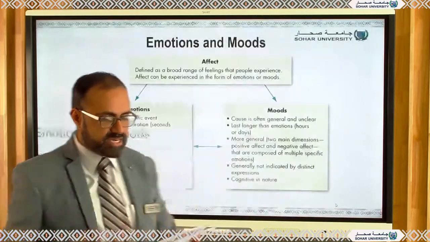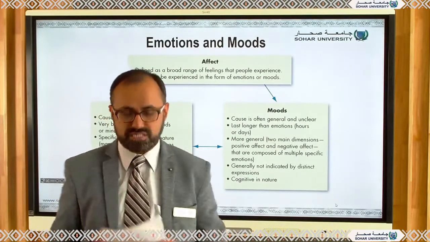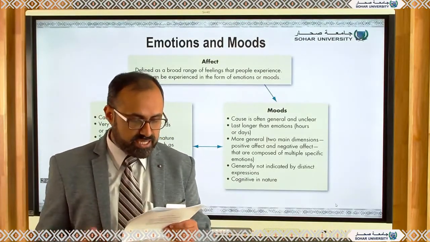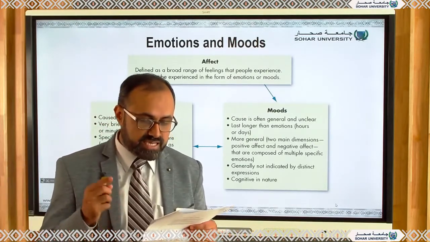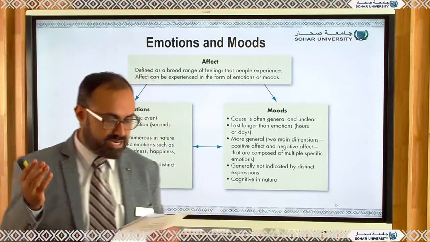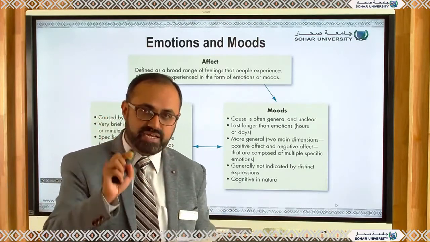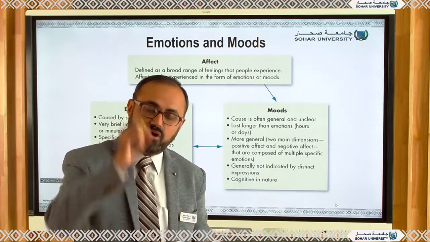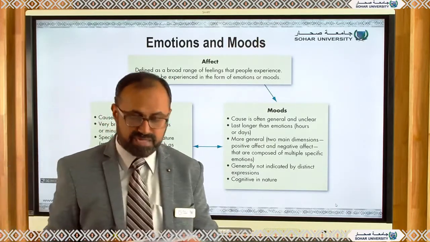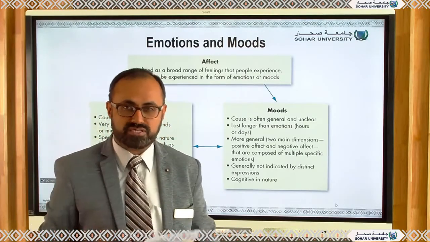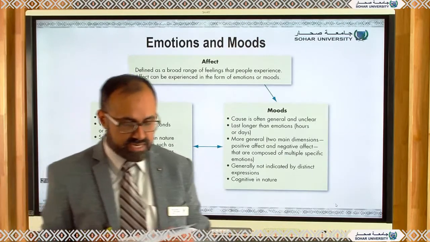So let's go further. Emotions and mood: there is a little comparison of the difference between emotions and mood. Emotions are caused by a specific event, while moods are caused by general and unclear sources. We will also study the theory of affective events: how a particular event or source of a person is affecting you, and how it ends up as negative or positive emotions. But for mood, no particular source has been identified.